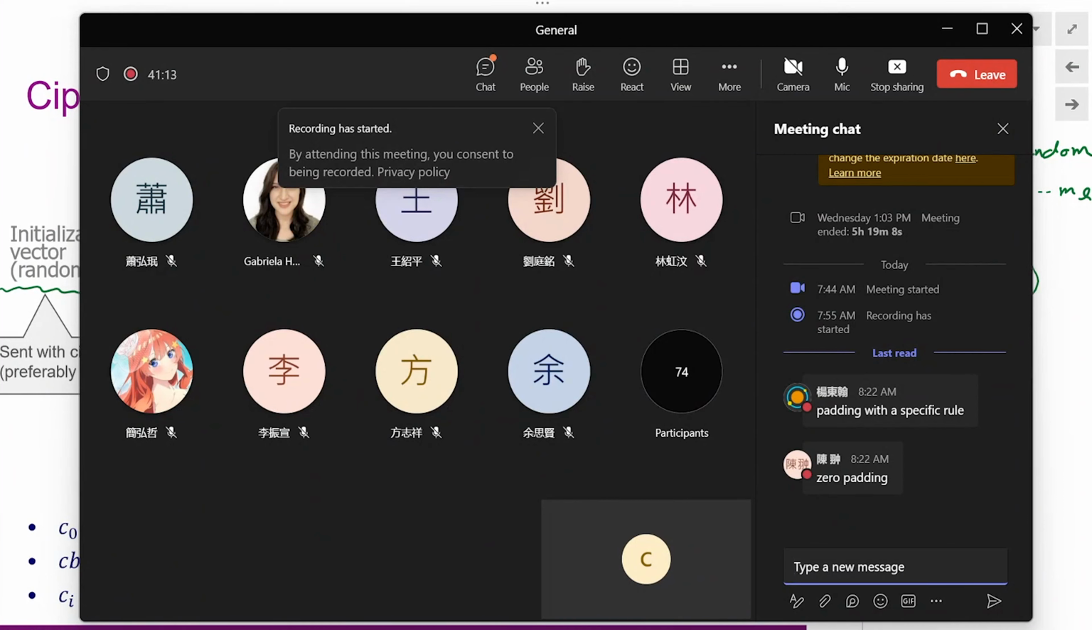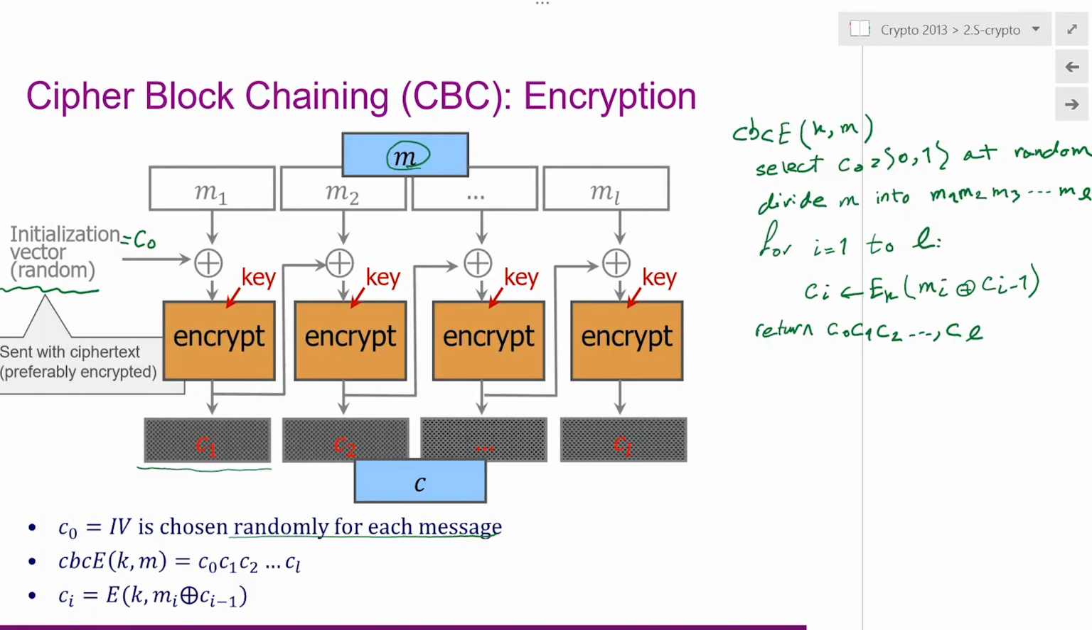Right, again, zero padding. That could work, but again, the same problem. How can the recipient distinguish how many zeros are redundant, and how many of them are because of that? So yeah, somebody's suggesting padding with a specific rule. So we have an idea called padding.